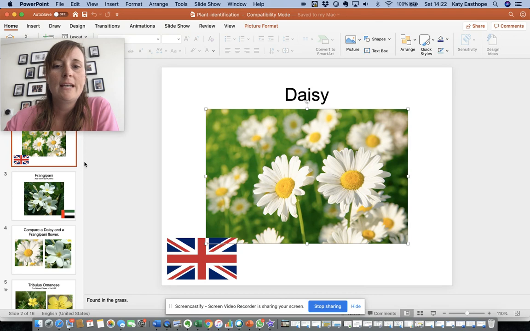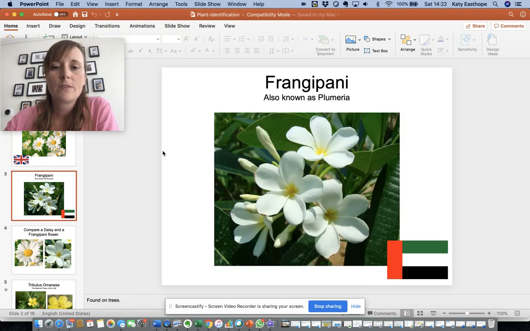Now, something we get out in Dubai is a flower that looks like this. Now, this grows on trees, and it's called a frangipani plant, but it's also known as a plumeria. So we see these quite often. We see these white ones, and inside is a yellow centre. What can you tell me about the petals on this flower?